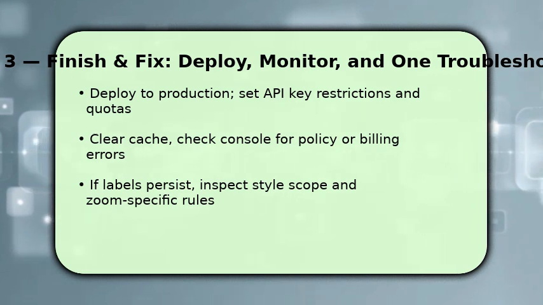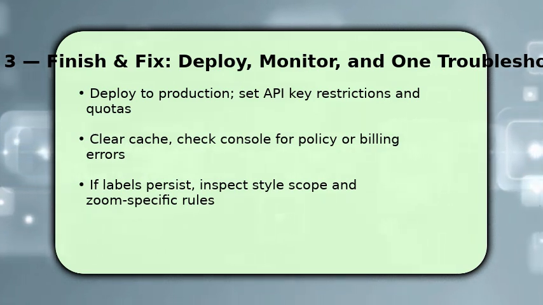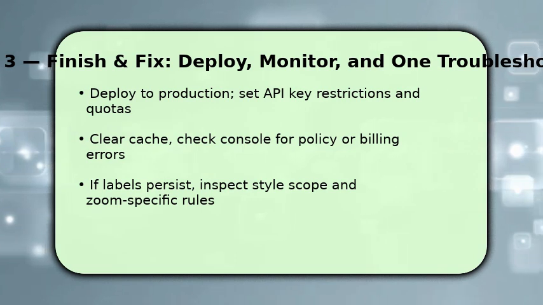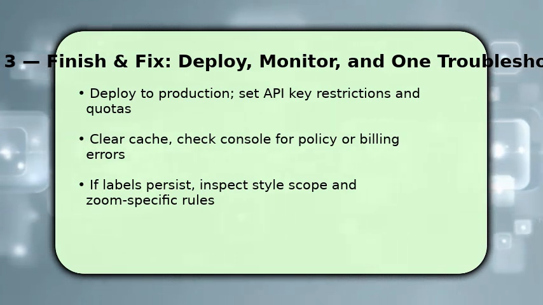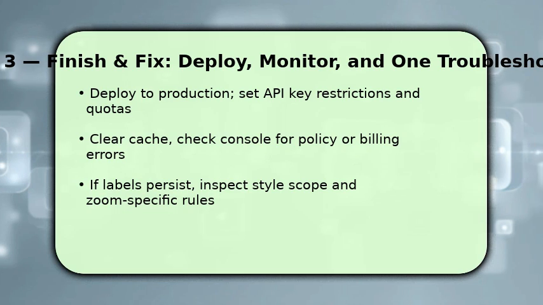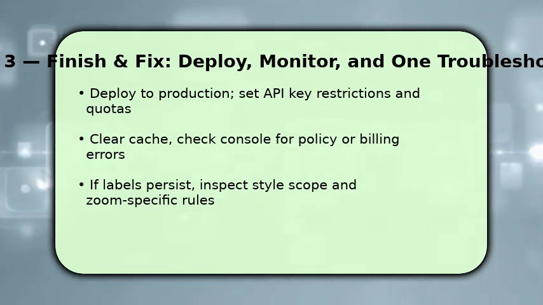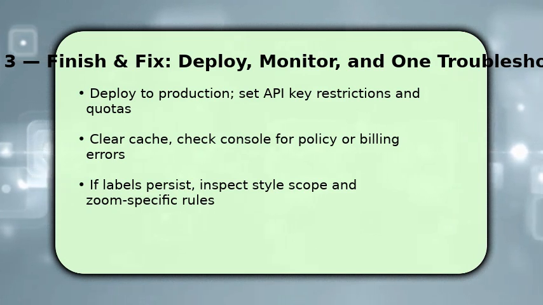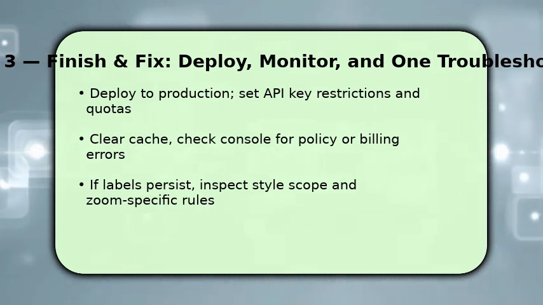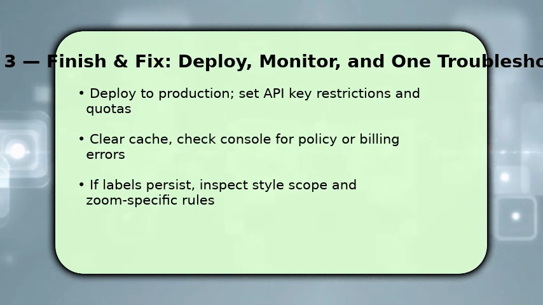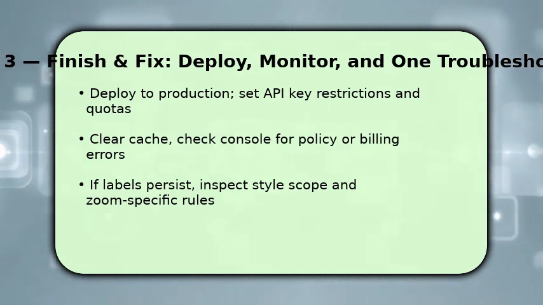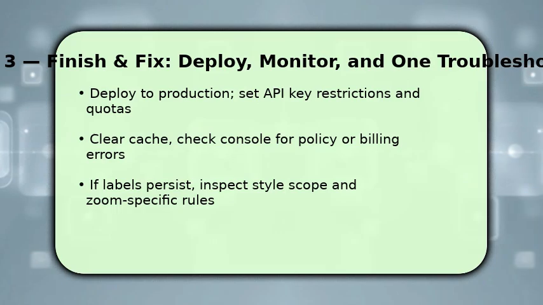If labels still appear, open the browser console. Look for API key, billing, or style loading errors. Also confirm your JSON targets the correct feature type and zoom ranges. Sometimes place labels are separate features and need specific rules. One key troubleshooting tip: disable key restrictions temporarily to confirm a restriction mismatch isn't blocking the styled tiles.